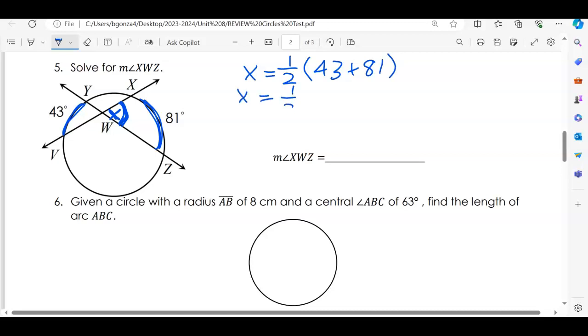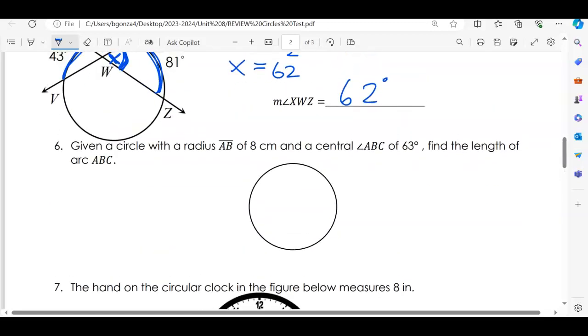Well, what is 43 plus 81 first? 124. And then half of 124, or 124 divided by 2, is 62. 62 degrees. Cool.